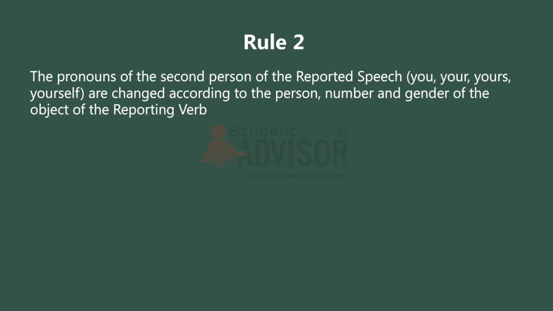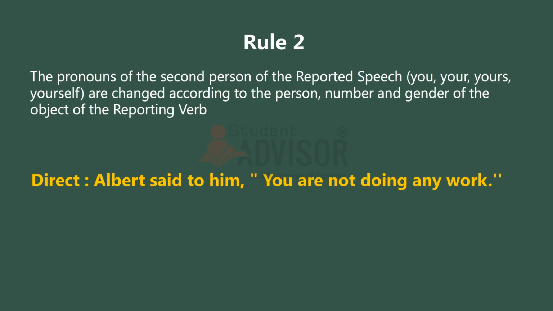Rule 2. The pronouns of the second person of reported speech, you, your, yours, yourself, are changed according to the person, number, and gender of the object of the reporting verb. Like, direct. Albert said to him, you are not doing any work.